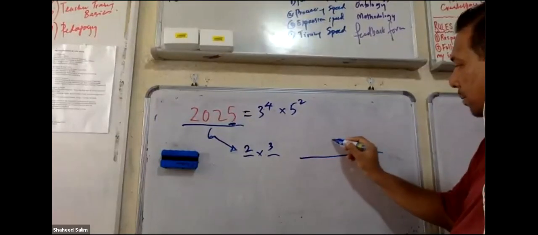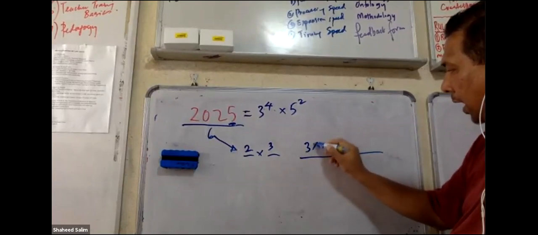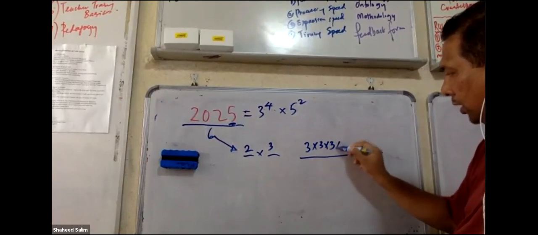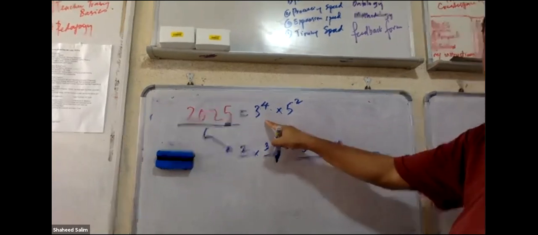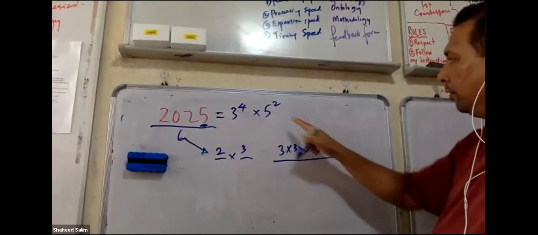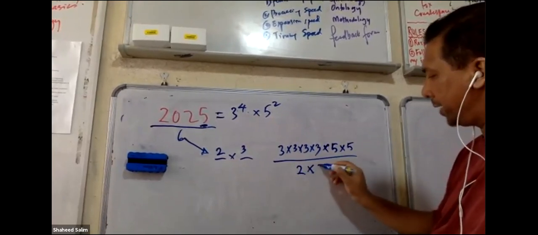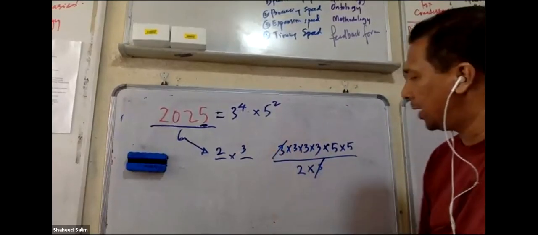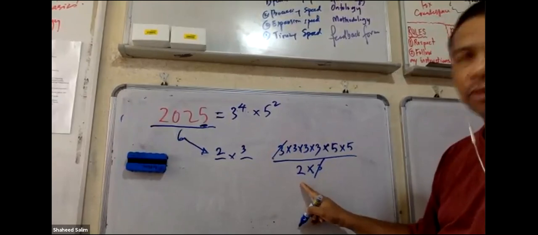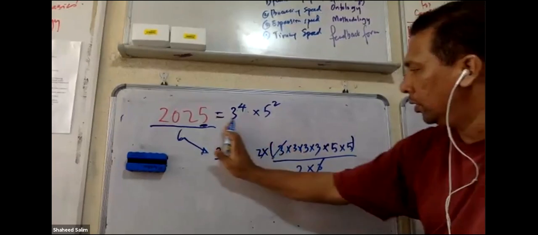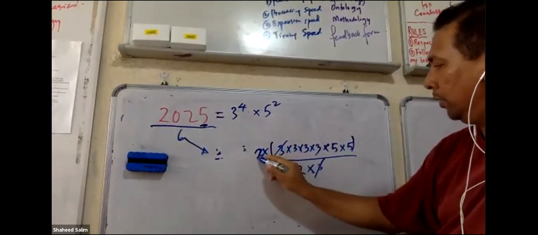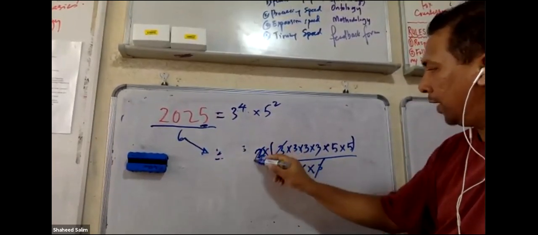So now we want this number. This number now is like that: 3 times 3 times 3 times 3, because 3 to the power of 4, times 5 times 5. We want it to be divided by 6. Yes, I can cancel one 3. But what this number does not have is a 2. So if I multiply this number by 2 down here, then I can divide it by 6.